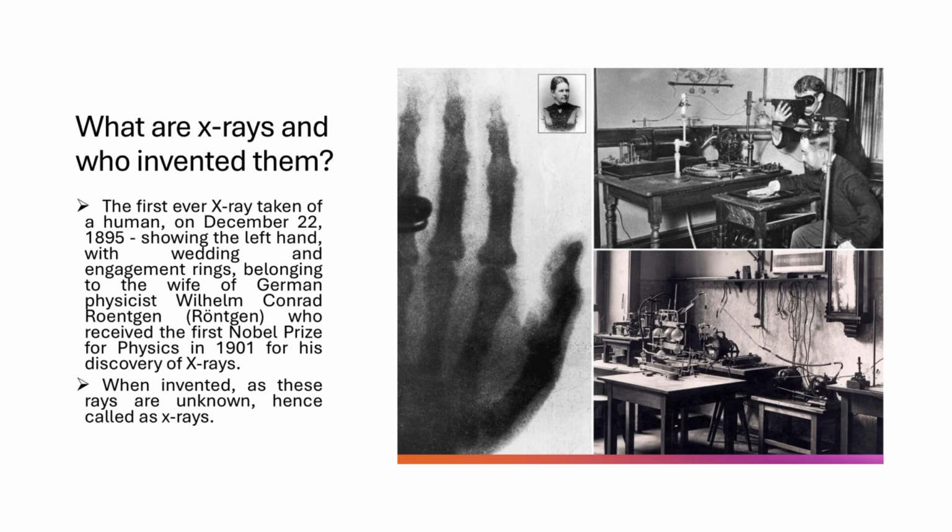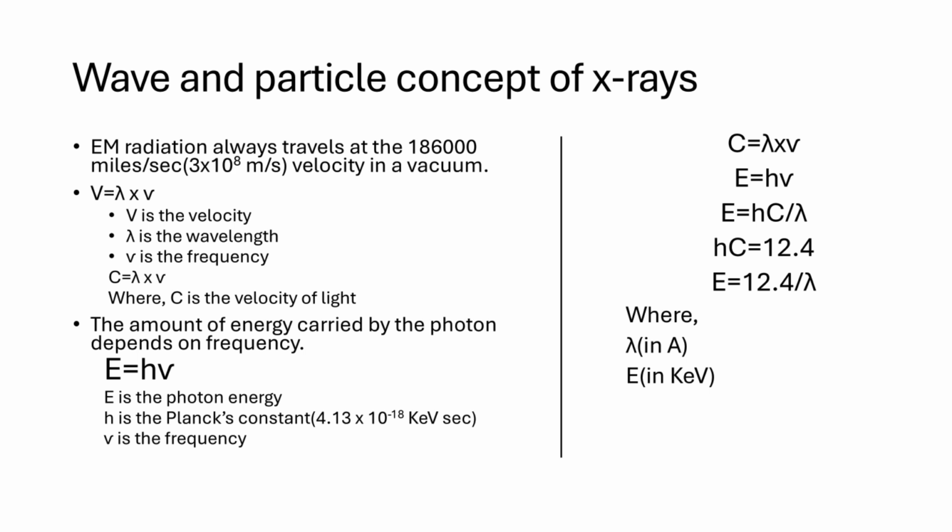Now let us see the invention story. Wilhelm Röntgen discovered X-rays in 1895. Wilhelm Conrad Röntgen received the first Nobel Prize for Physics in 1901 for his discovery of X-rays.